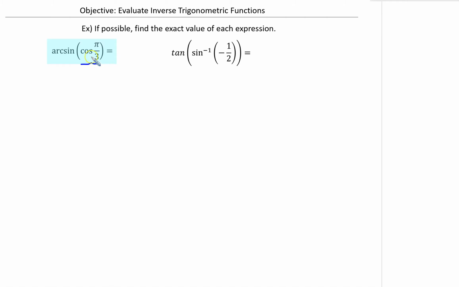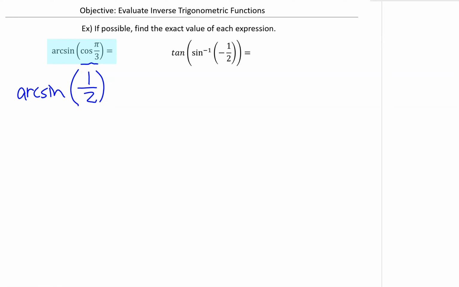So there we'd be looking for the cosine value of the angle pi thirds radians. So at pi thirds radians, our cosine value is 1/2. So that is now 1/2, and we have our arcsine out here.